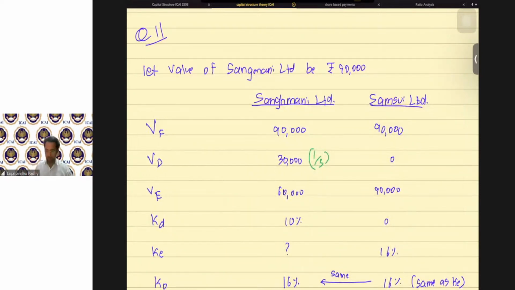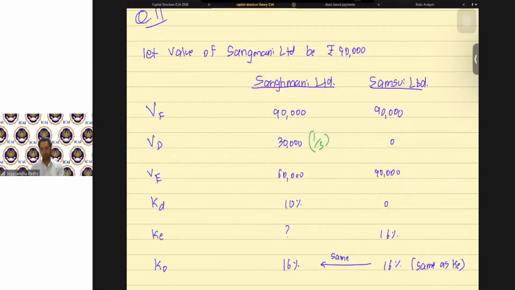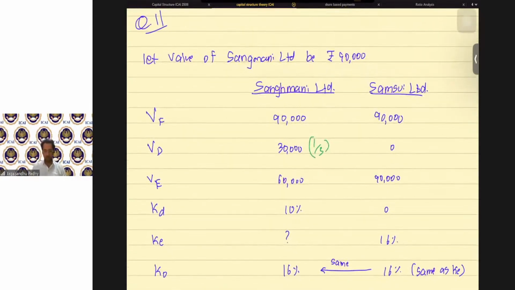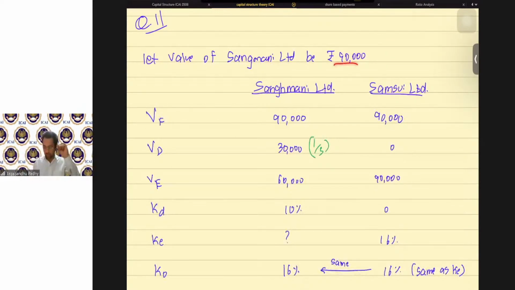That's pretty simple. Now, here in this question, they have not given anything about what is the market value, what is the EBIT, no information is given. So we'll have to actually start with an assumption. And that assumption is pretty simple, that value of Sun Money will take it as 90,000. Why 90,000? Because here, you see, one third of total market value. So I needed a number which should be a multiple of 3. So I thought let's take it as 90,000 as a value.